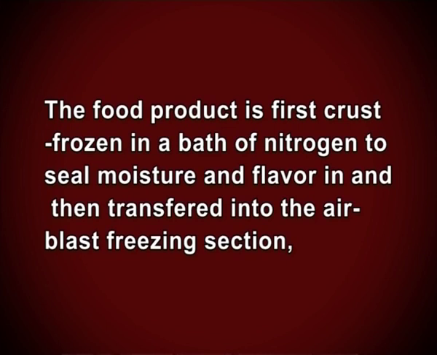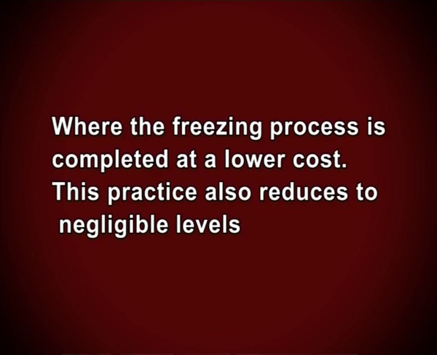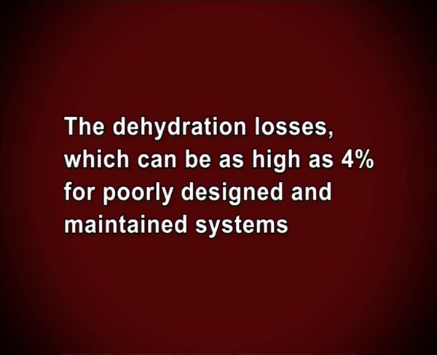The food product is first crust frozen in a bath of nitrogen to seal the moisture and flavor in, and then transferred into the air blast freezing section where the freezing process is completed at a lower cost. This practice also reduces to negligible levels the dehydration losses, which can be as high as 4% for poorly designed and maintained systems. Conclusion: refrigeration is the science of producing and maintaining temperatures below that of the surrounding atmosphere.